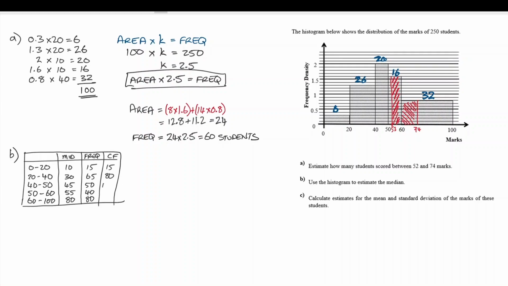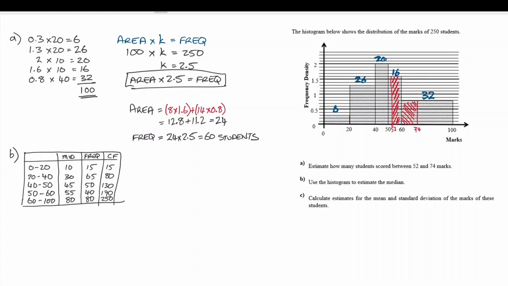And to find the median, we also need the cumulative frequency, the running total. It's actually a good sense check here. I was expecting the last cumulative frequency to be 250 since that was the total frequency. This histogram represented 250 students. This is a little milestone to let me know that I'm doing the right thing up to now.